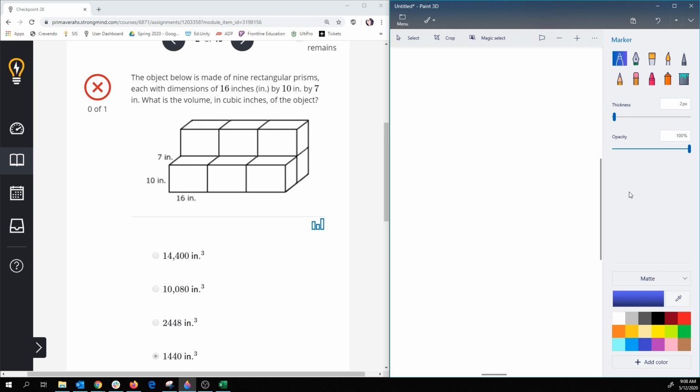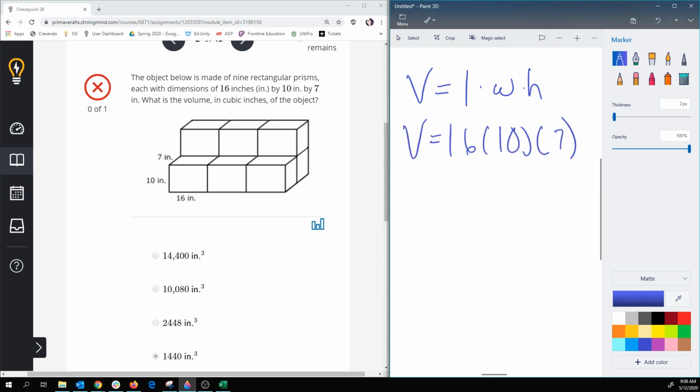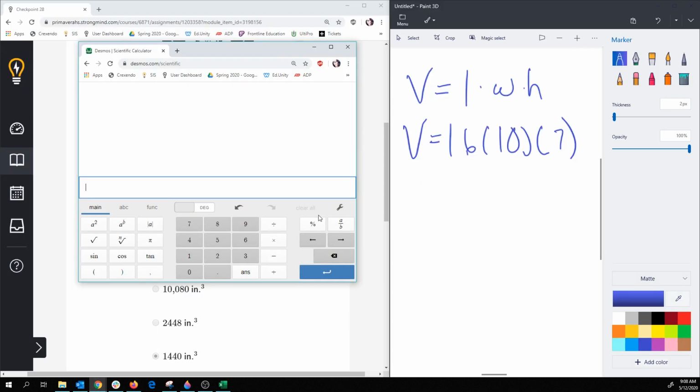Okay, so we have 9 of these boxes that are all the same, and I know that each box is 16 by 10 by 7. So volume formula for a rectangular prism is going to be length times width times height. So I'm going to have 16 times 10 times 7. So let's type that in. So I get 1,120. Now that's for one box.